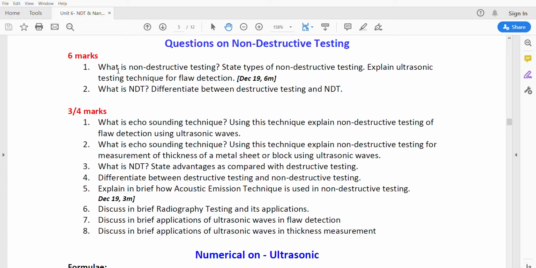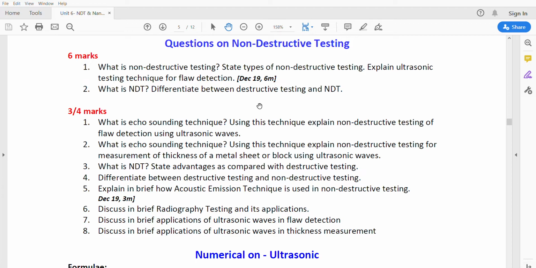Here the first 6 marks question is: What is non-destructive testing? State types of non-destructive testing and explain ultrasonic testing technique for the flaw detection. And the second one is: What is NDT? Differentiate between the destructive testing and NDT. So these two questions are similar.